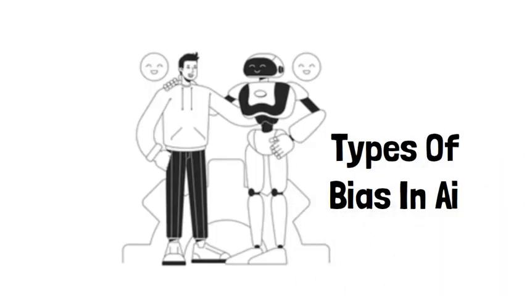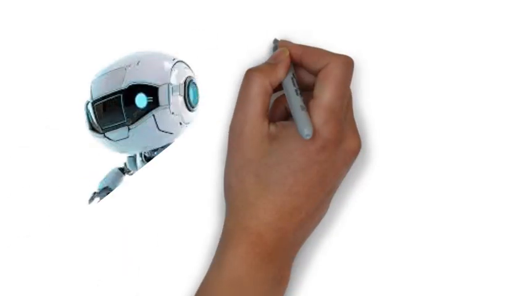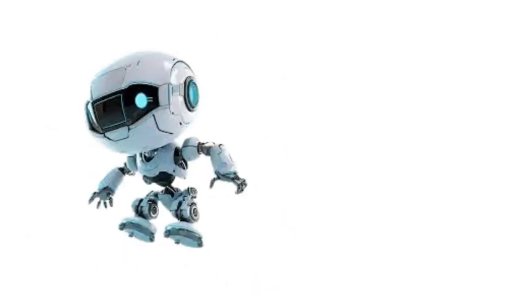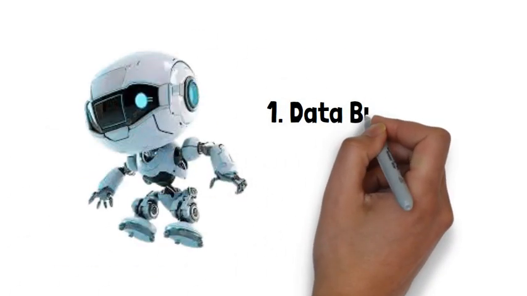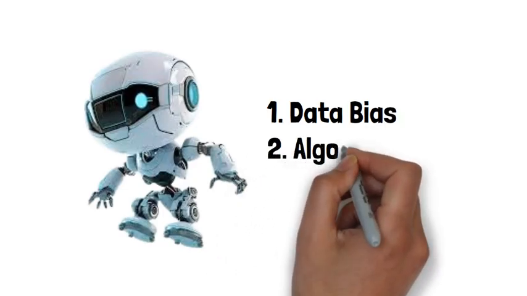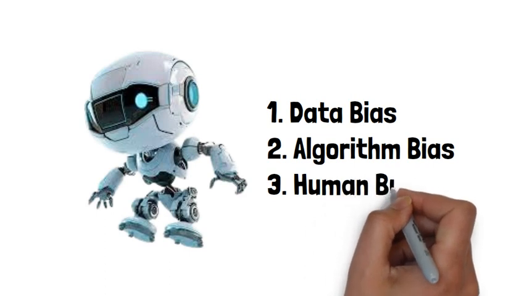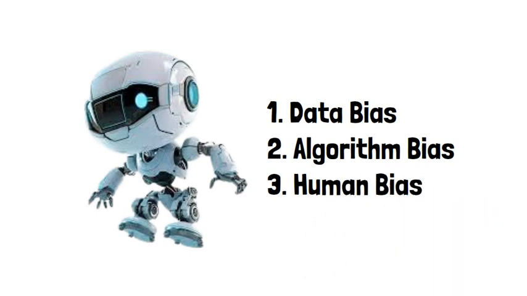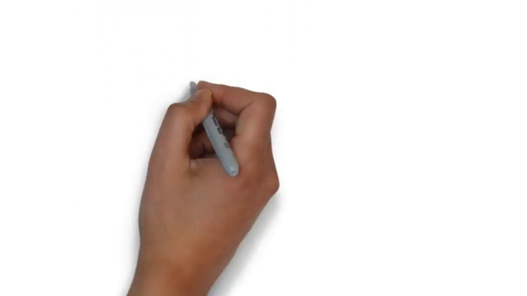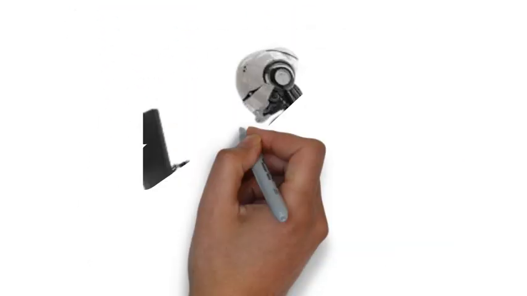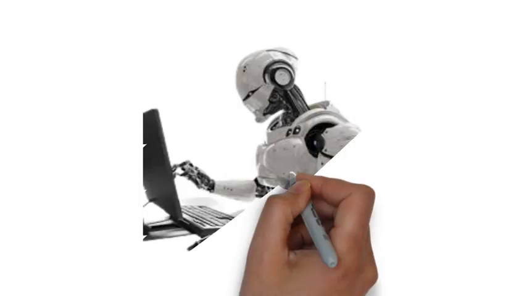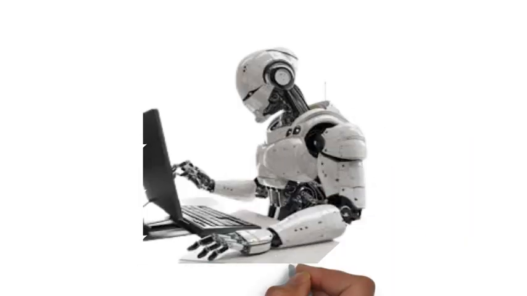There are three main types of bias in AI. 1. Data bias, when the training data isn't representative of the real world. 2. Algorithm bias, when the AI model itself amplifies existing biases. 3. Human bias, when the people designing the AI unintentionally introduce their own biases. Each of these can lead to unfair outcomes, from discriminatory hiring practices to unequal access to loans or healthcare.